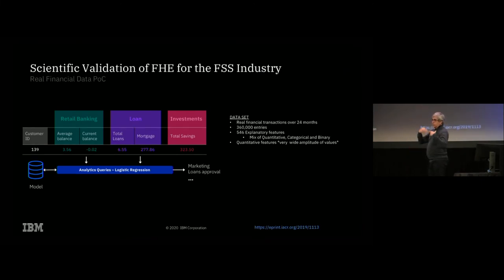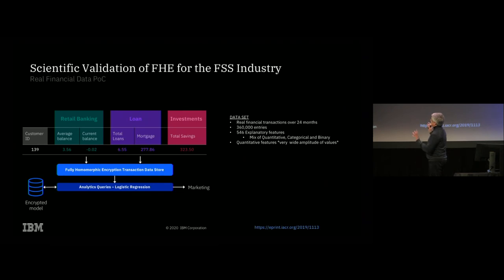And with that group that we put together, we had to figure out what the use case was and what we were going to do. So we looked at, okay, let's put a fully homomorphic encryption transaction data store in place and see if we can do predictions, if we can do machine learning with that. So we took the marketing scenario. The marketing scenario that they work with is one that asks: can they predict whether someone is going to need a loan within the next 3 months?